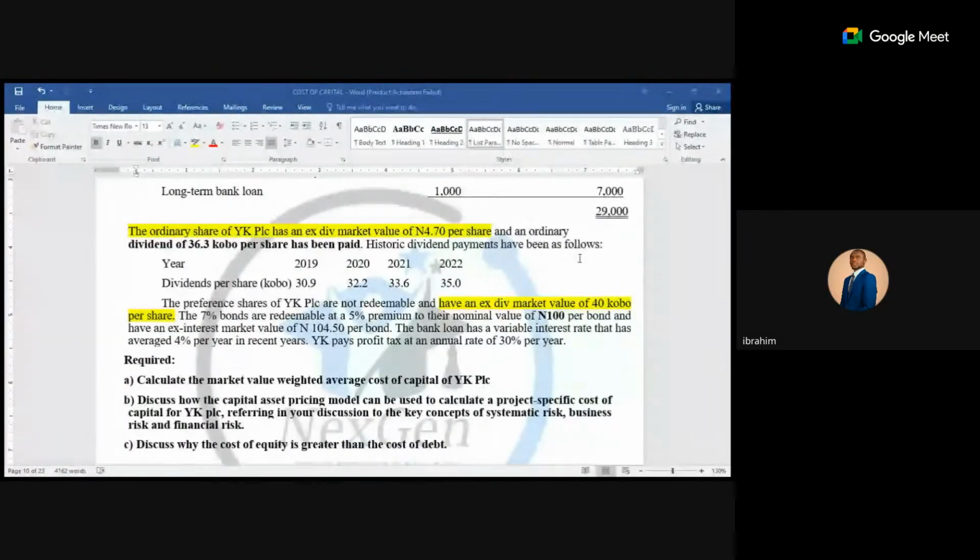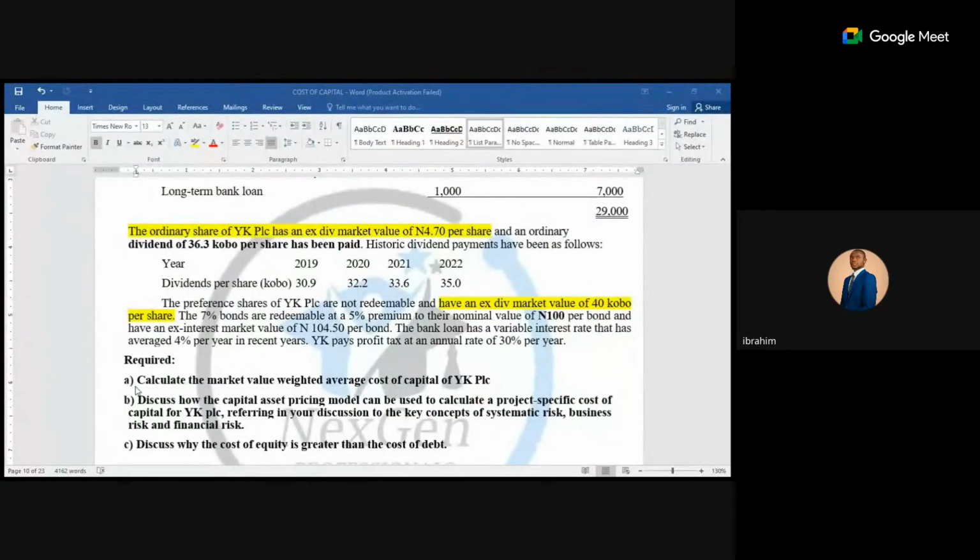Okay, makes sense. So the first requirement here: calculate the market value weighted average cost of capital of YK. Of course, we already know the steps that we will use to determine the weighted average cost of capital. What is the next question? Discuss how the capital asset pricing model can be used to calculate a project-specific cost of capital.